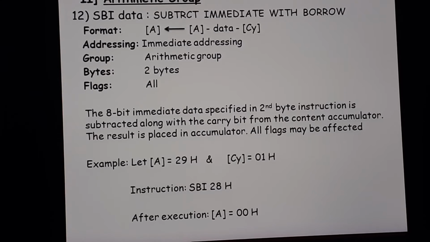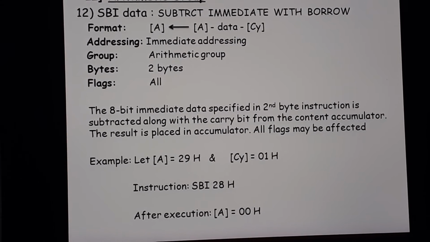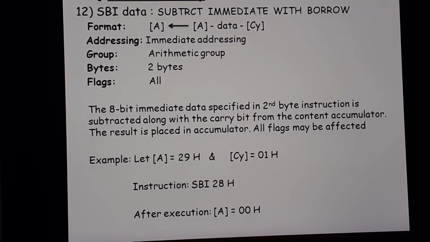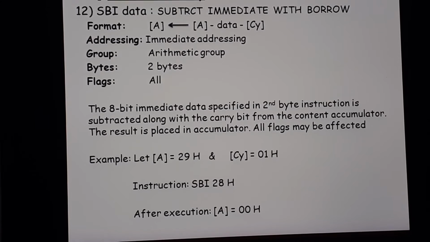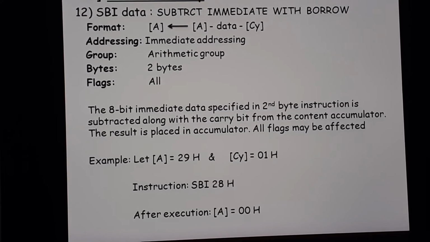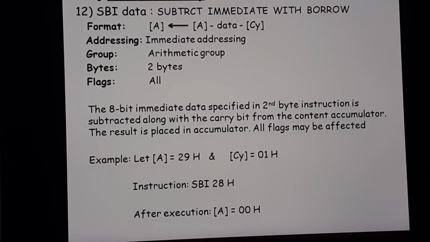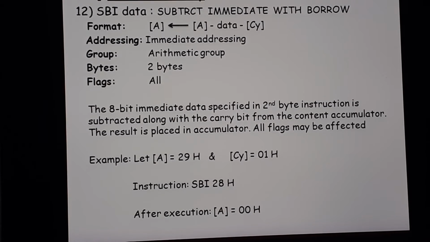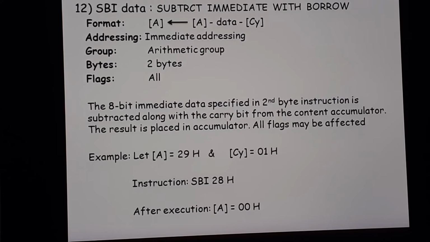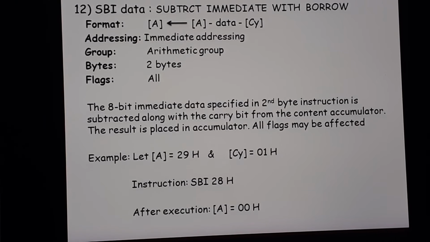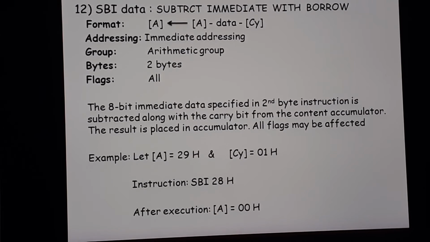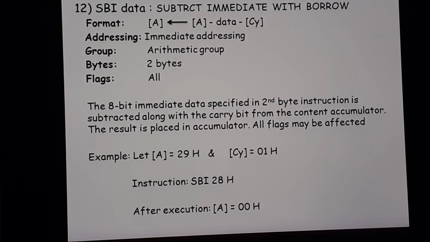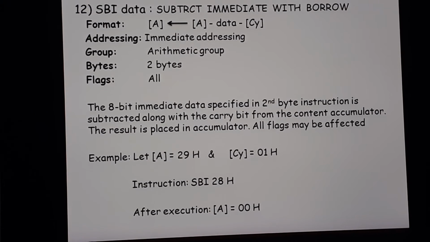12th instruction is SBI data. Okay, so what happens here is subtract immediate data along with the borrow. So in the format I have written A minus data minus CY. Since there is I mentioned in the instruction, that addressing mode becomes immediate addressing mode, and since there is data mentioned in the instruction, the bytes will be 2 bytes. Group is arithmetic group, flags are all.